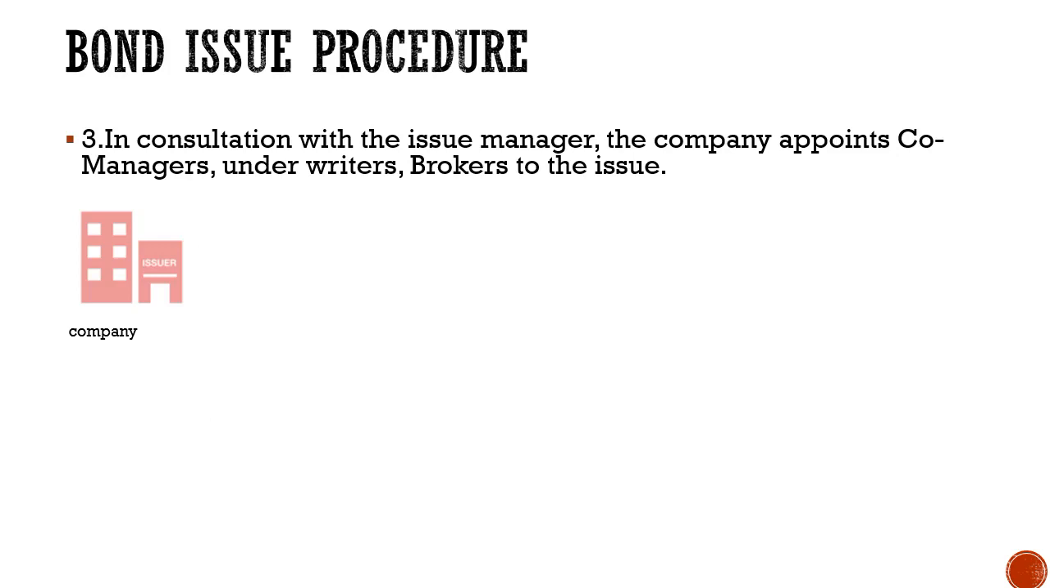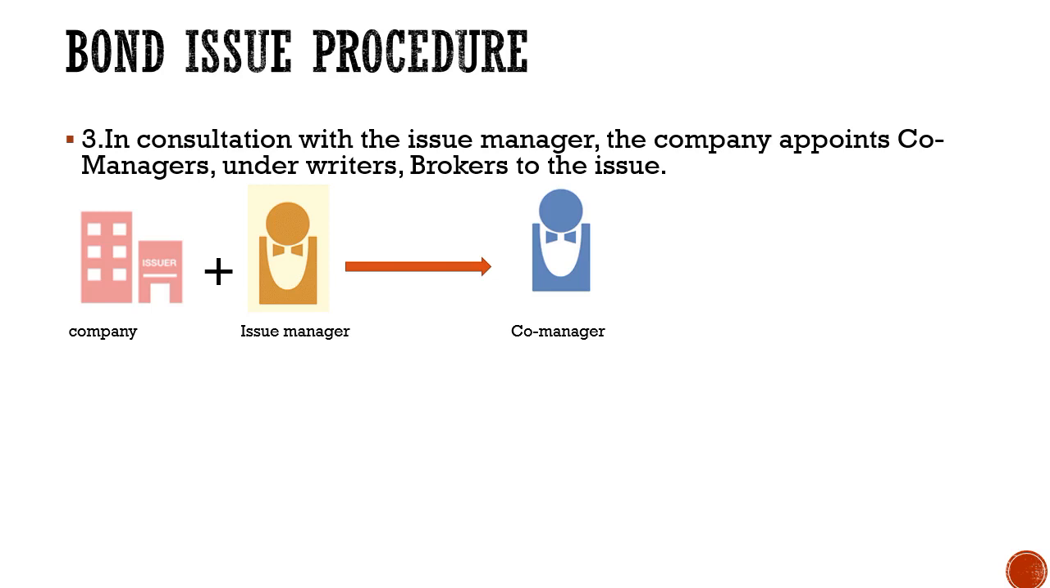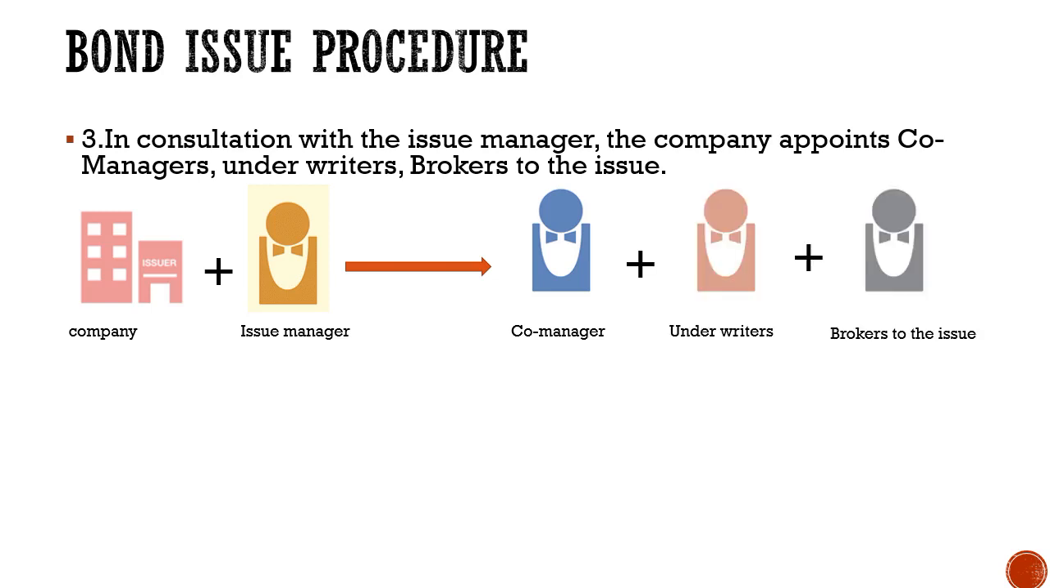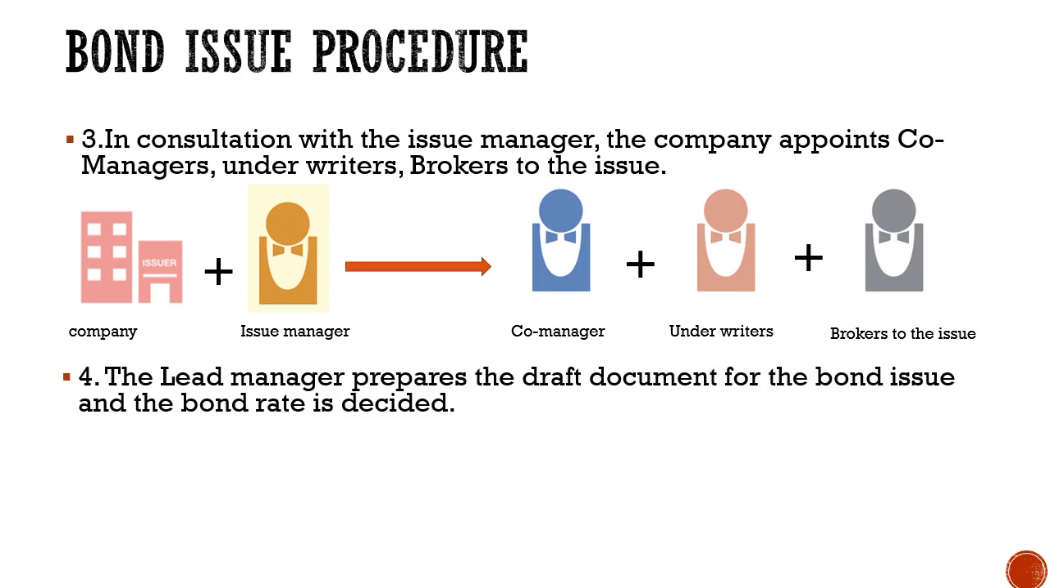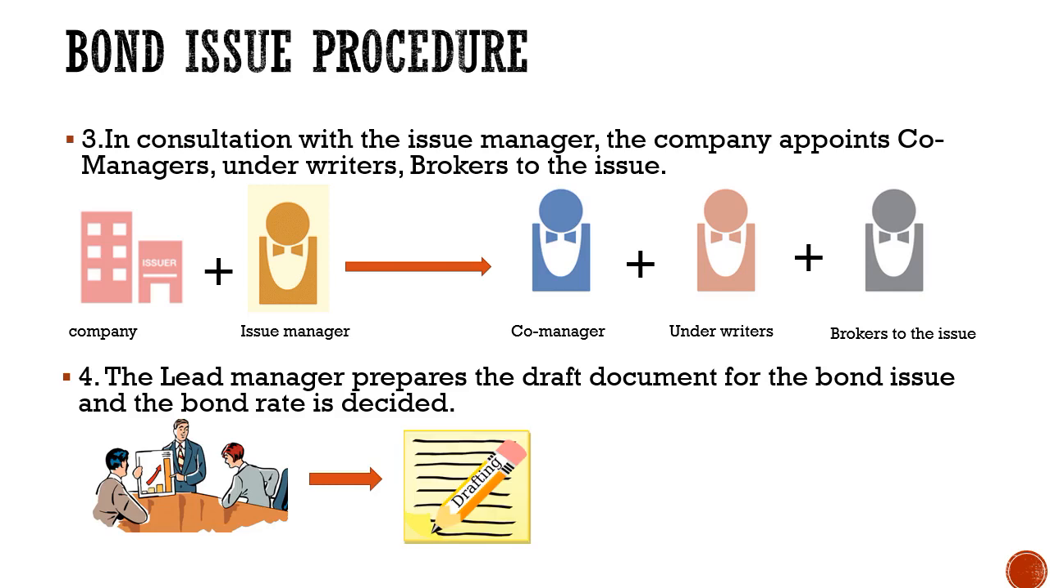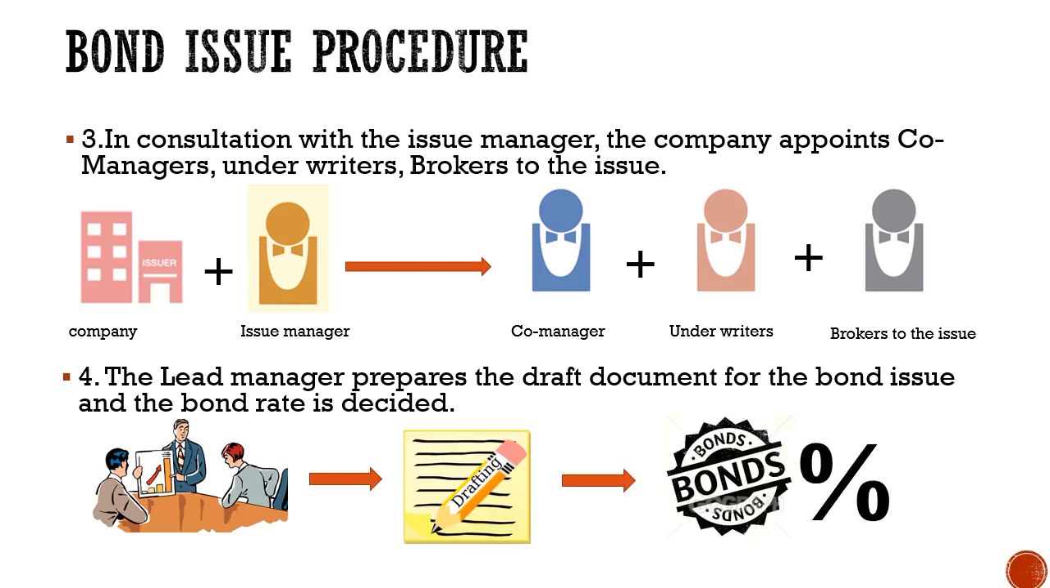Third, in consultation with the issue manager, the company appoints co-managers, underwriters, and brokers to the issue. Step number 4, the lead manager prepares the draft documents for the bond issue and the bond rate is decided. So the lead manager will draft the document for issuing the bonds and decide the rate at which the bonds will be issued.